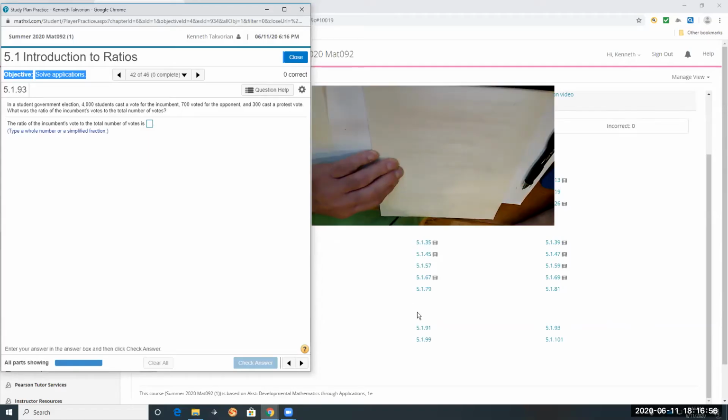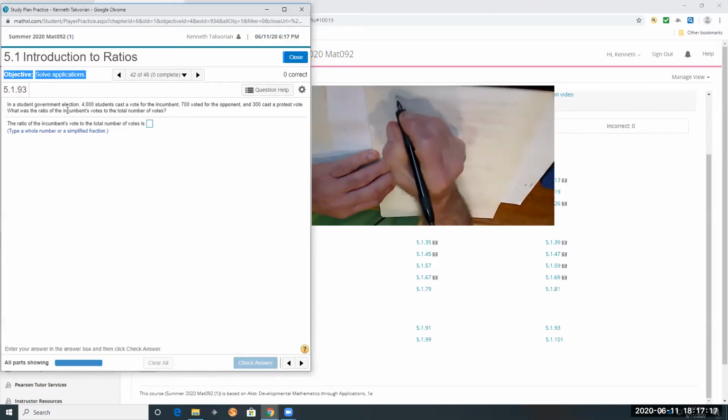Let's do some applications with ratios or rates. In a student government election, 4,000 students cast a vote for the incumbent, 700 students voted for the opponent, and 300 students cast a protest vote. What was the ratio of incumbents' votes to total votes? So we want the ratio, which is a fraction.